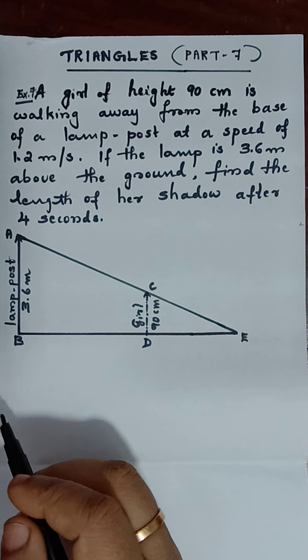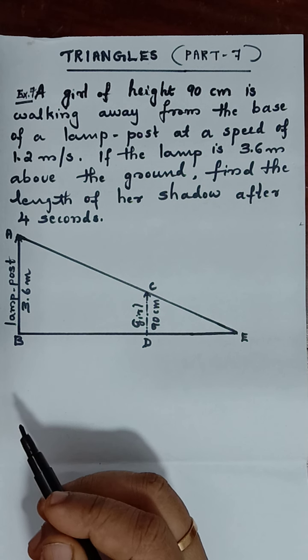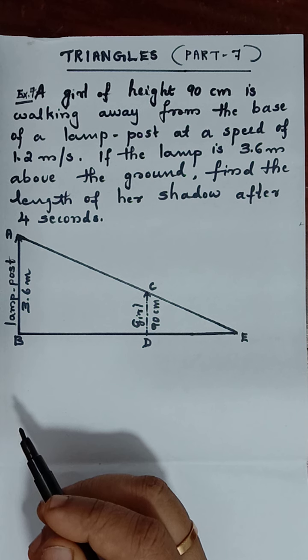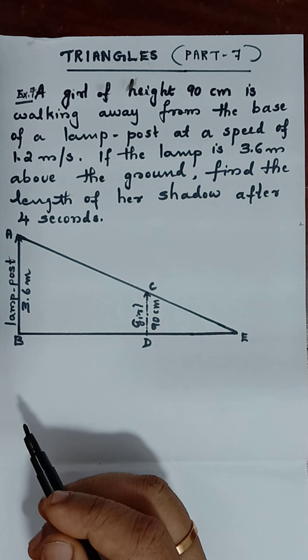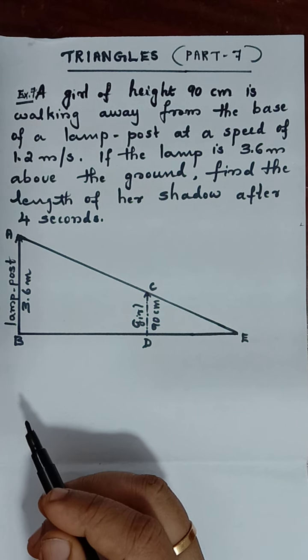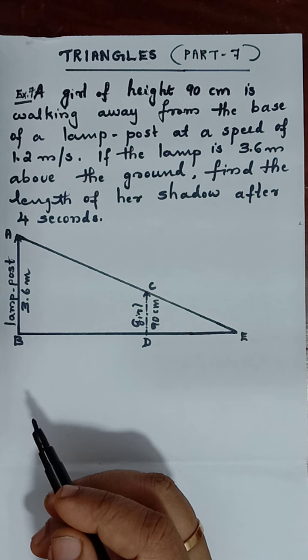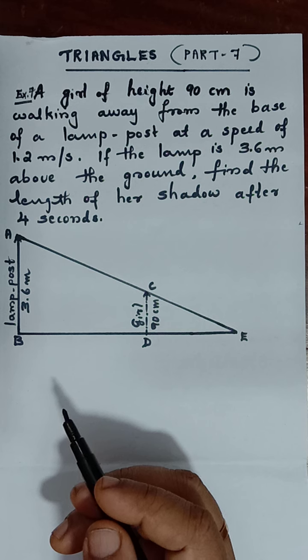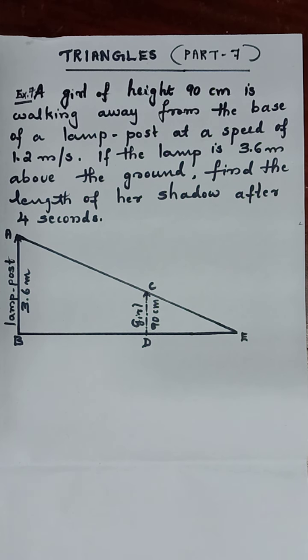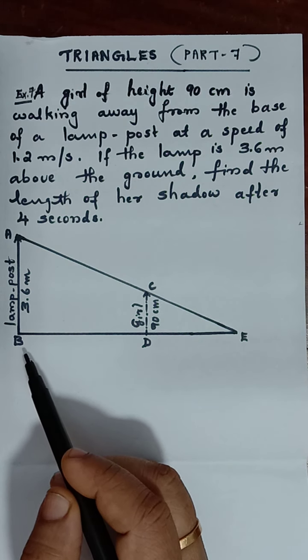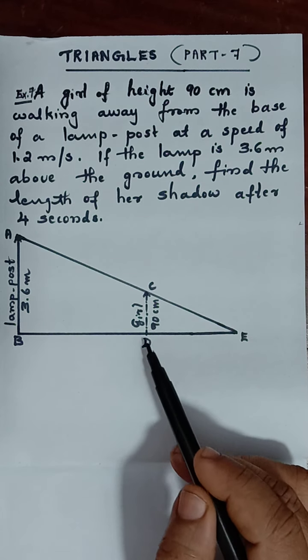Good morning, children. We are going to discuss triangles part 7. This is example 7 of NCERT textbook. A girl of height 90 centimeter is walking away from the base of a lamp post at a speed of 1.2 meters per second. If the lamp is 3.6 meter above the ground, find the length of her shadow after 4 seconds. So here you can see AB represent lamp post and girl's height is 90 centimeter.